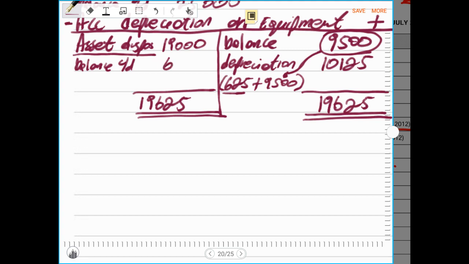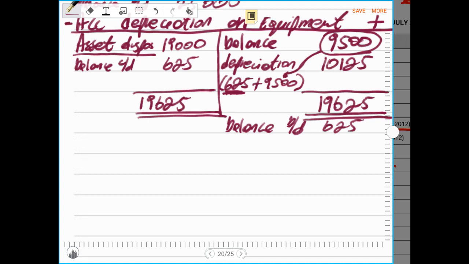will be 625 rands, and that will be the balance brought down. And if you see, the balance is only the one of 625 for the new equipment C, because the old equipment, which was costing 95,000 rands, was all sold.